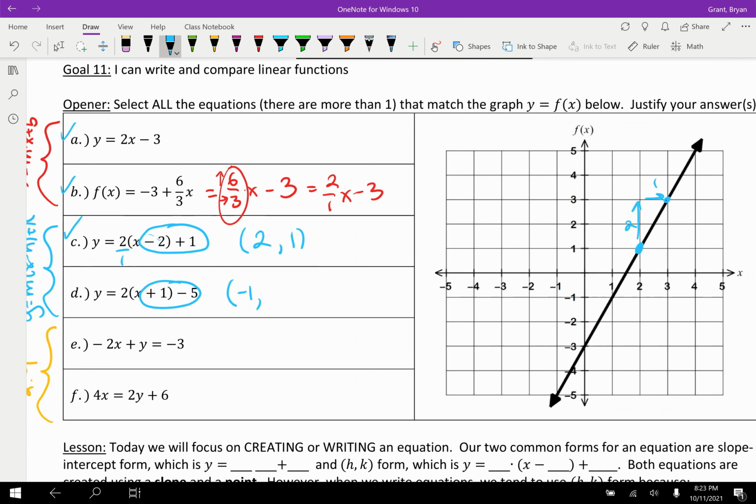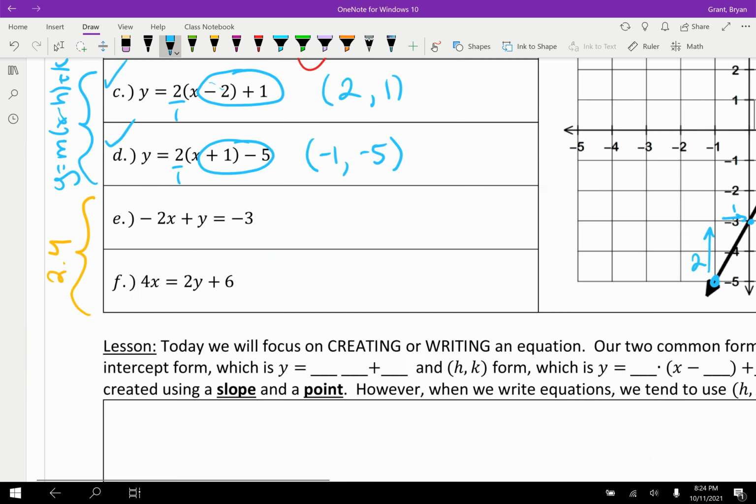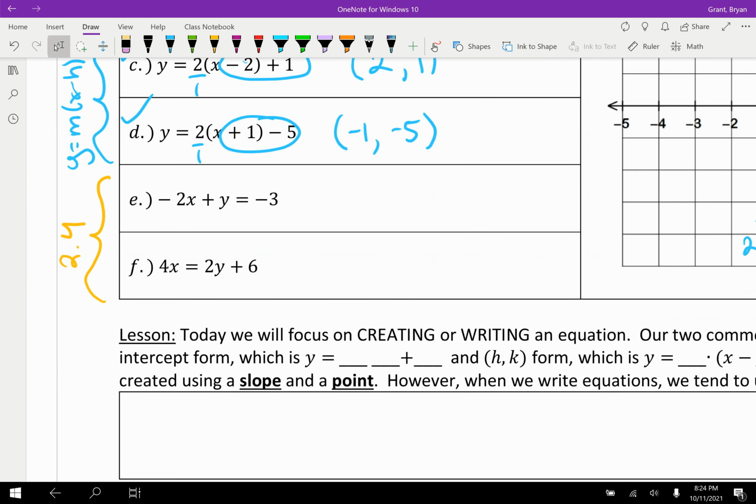Opposite of H, so -1, and keep K the same, which is -5. -1, -5 is my point right here. That is on the graph. It's a good start. And then the slope, up 2 over 1. And look at that. We are also still on the line. D works. Now, E and F can be a little bit trickier.